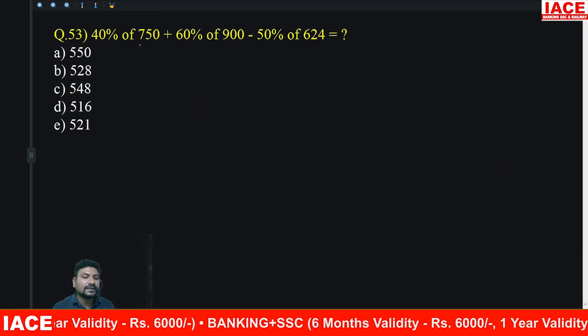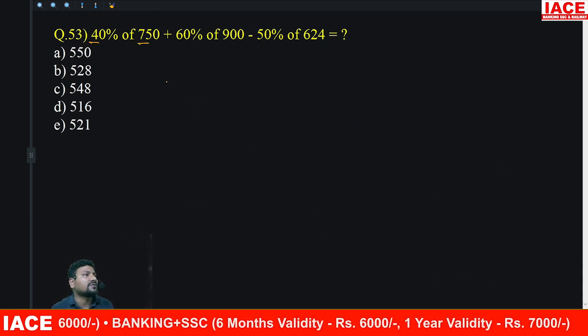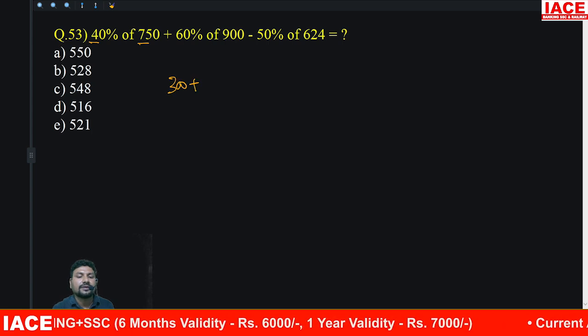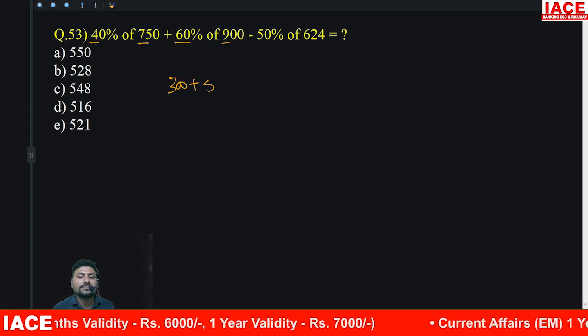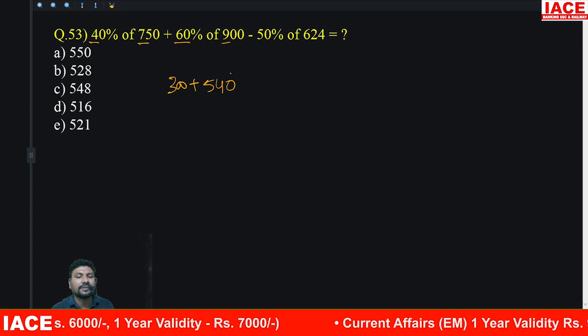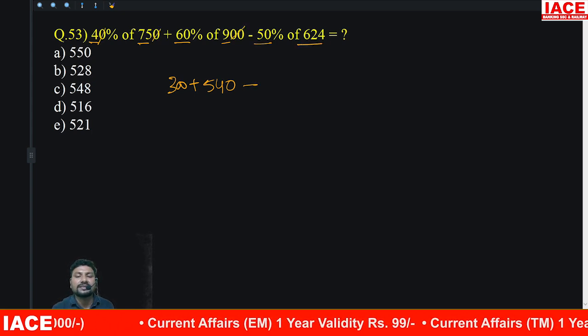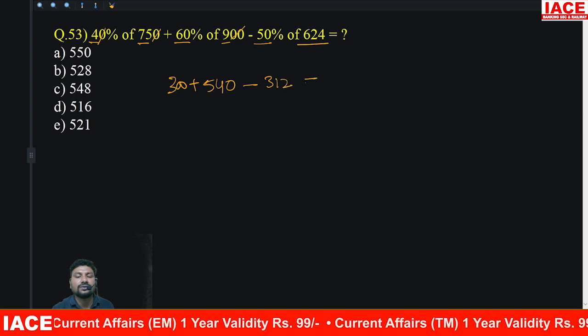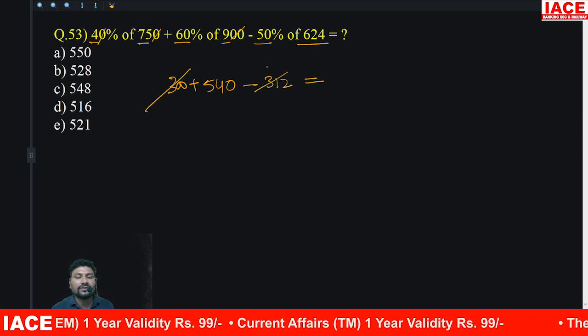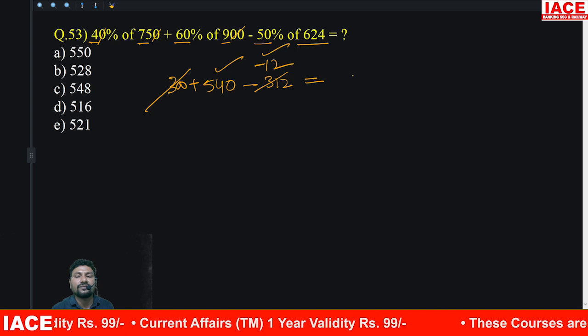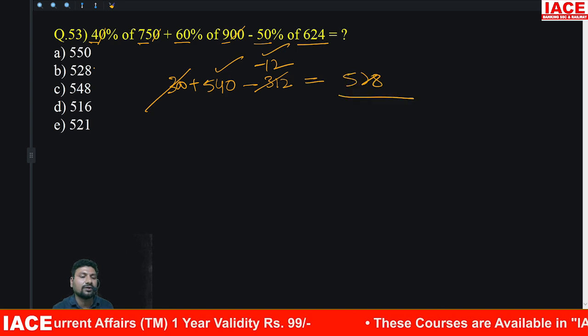40% of 750. 75 4s are is how much? 300. 960s are 540. Percentage wise 2 zeros will be going to cancel, not required. And 50% of 624, it is equal to 312. 300 312 cancel, it is a minus 12. From 540, 12 will be removed, you will get 528. Option B.